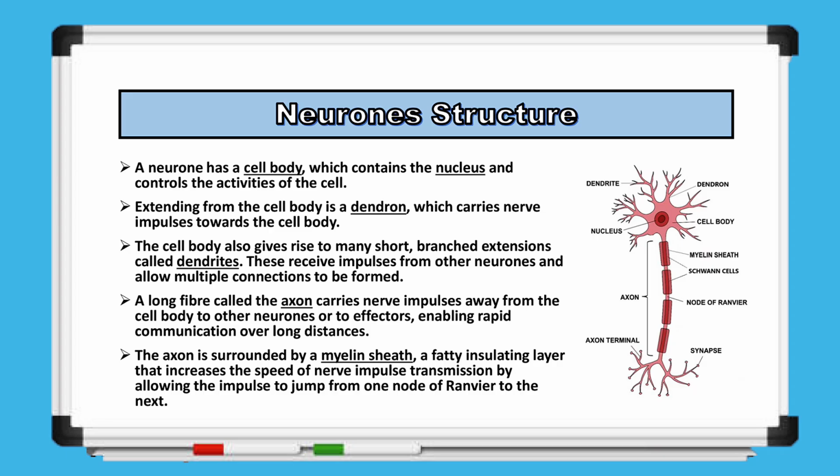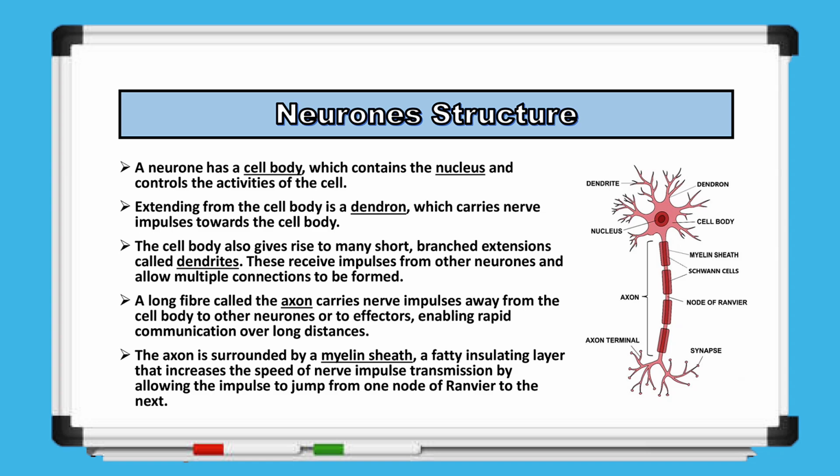A neuron contains a cell body that holds the nucleus and controls the cell's activities. Extending from the cell body is a dendron, which carries nerve impulses towards the cell body. The cell body also produces many short, branched projections called dendrites. These structures receive impulses from other neurons and help form multiple connections.